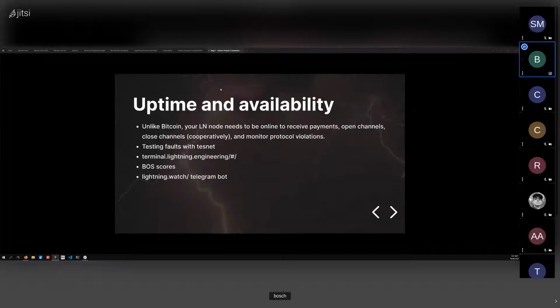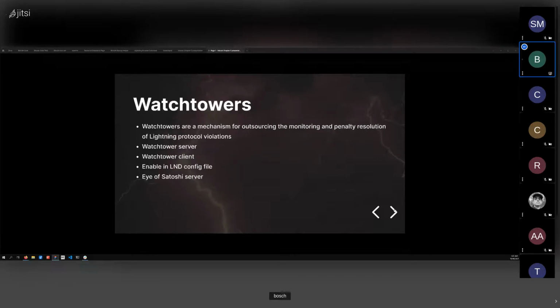And another cool service that they mentioned in the book that I hadn't actually heard of before was Lightning Watch. It's a Telegram bot you can connect your Lightning Network node to, and it will send you regular notifications if you're having issues with your node. Say it shuts down randomly or keeps going online and offline, it will let you know. So it's a pretty cool, more user-friendly way to know if your node's staying online.